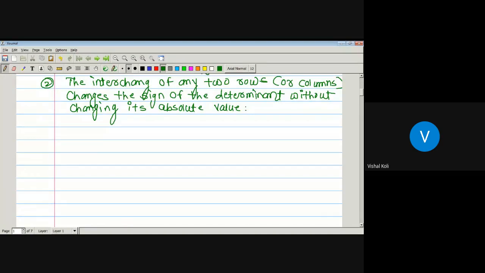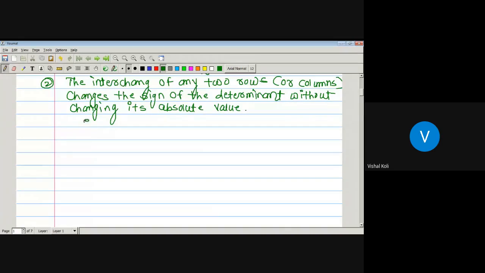If suppose we have a determinant of order 2, a1 b1 c1 d1, having determinant value something k, and if we interchange any two rows, as it is a determinant of order 2, we just make the second row first and the first row second, then its determinant value will be just minus of k. Okay, let us see.